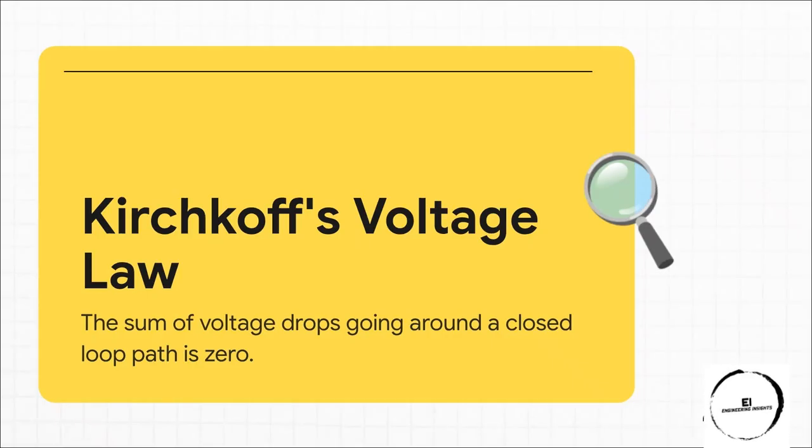To really wrap our heads around how these circuits behave, we absolutely have to talk about a fundamental rule, Kirchhoff's voltage law, or KVL for short. It states that the sum of the voltage drops going around a closed-loop path is exactly zero. Honestly, just think of voltage like water pressure. If a pump, or in our case a battery, adds a certain amount of pressure to push water up a hill, well, that water eventually has to come down, right? The pressure gained has to equal the pressure lost by the time the water returns to the start of the closed loop.